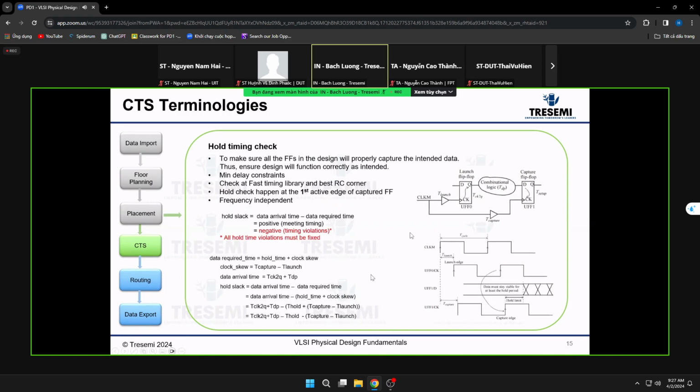Okay, so likewise, hold time check. The reason we want to make sure that the hold time is met is to make sure that the flop will actually properly capture the intended data, right? If it's not, then you're going to have issues with the functionality. So hold time will be a min delay constraint, or min delay path. So we want to make sure that we run at the fastest timing library in the best RC corner. Okay, hold check will happen one edge before the clock, or before setup. So it will be the first active edge of the capture flop.